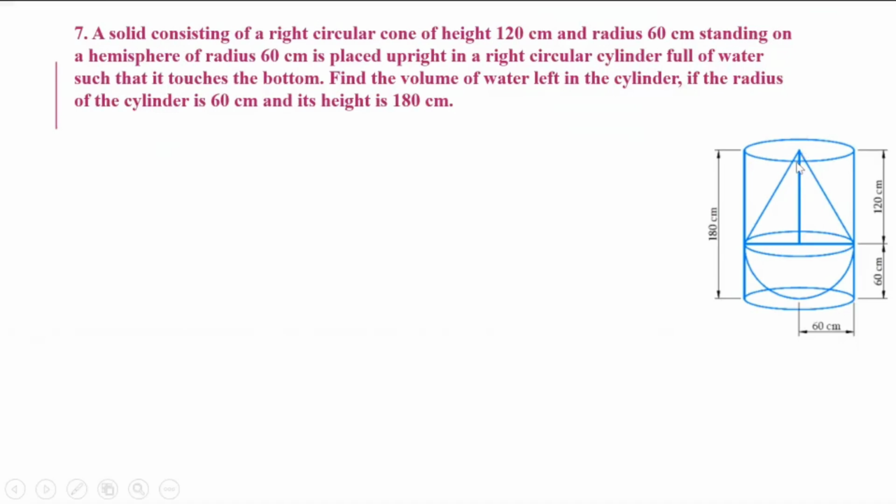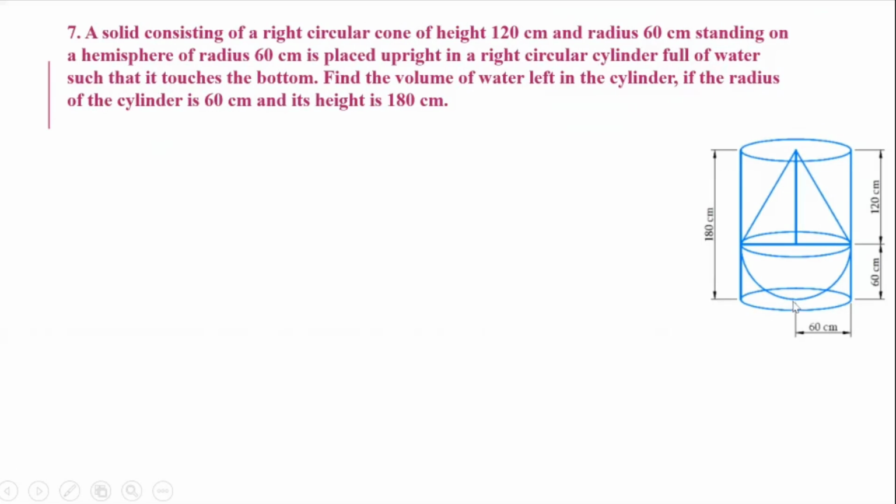This is placed upright so that its bottom touches the bottom of the cylinder. What is the height of the solid? It is 60 plus 120. And what is the height of the cylinder? It is given to me as 180 centimeters. The radius of the cylinder is also given to me as 60 centimeters. That means that this solid completely fits inside this cylinder, right?